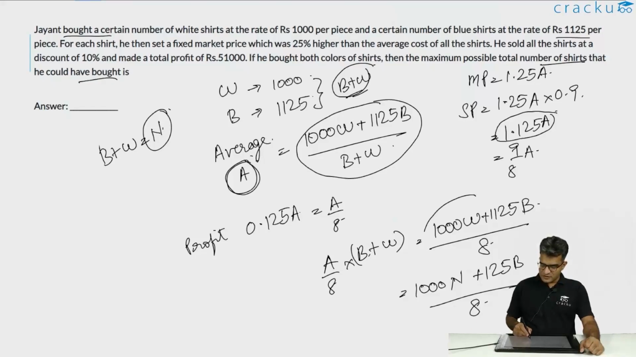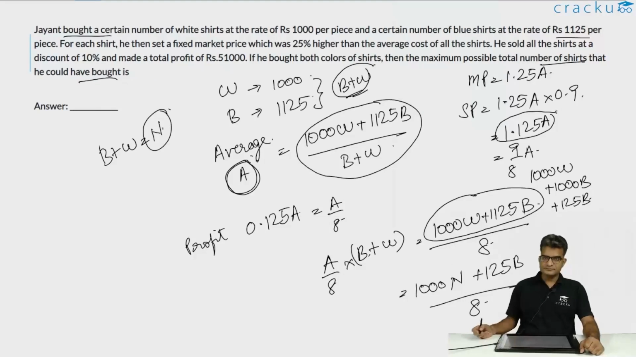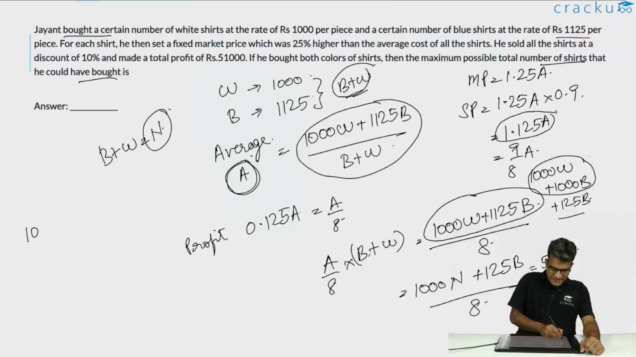Why is that the case? Because 1000 W plus 1125 B can be written as 1000 W plus 1000 B plus 125 B. This is equal to 1000 N plus 125 B. This we are told is equal to 51,000. Or the value of 1000 N plus 125 B is equal to 51,000 into 8, which is 4,08,000. If you divide the entire equation by 1000, N is equal to 408 minus B by 8.